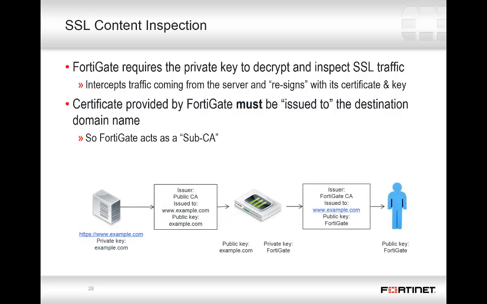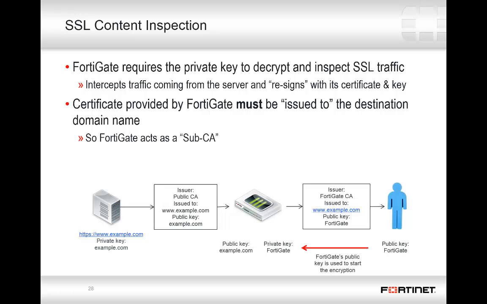FortiGate intercepts the web server certificate and generates a new one on the fly. The new certificate is also issued to example.com, but this time it is issued by a CA called FortiGate CA, which is not a public CA. The FortiGate also generates on the fly a new pair of public and private keys. The new certificate contains the public key generated by FortiGate.